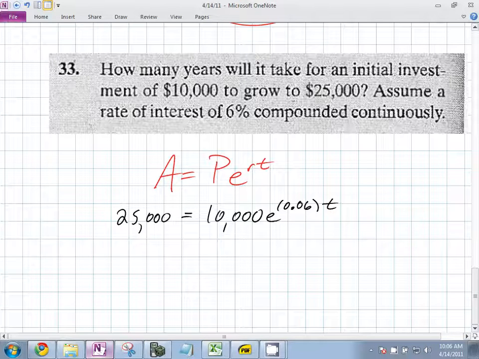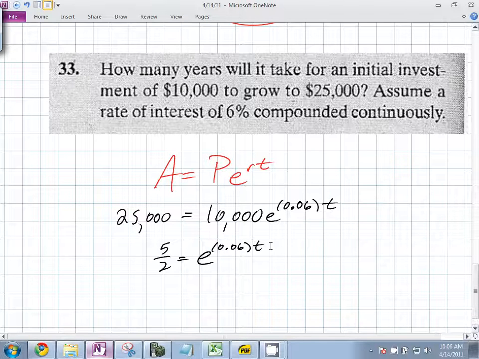I don't know what to do. The numbers are too big. No, they're not really that big, right? So what do you end up with? 5 over 2 is equal to e to the 0.06 t. Yeah, exactly. How do I solve for this?